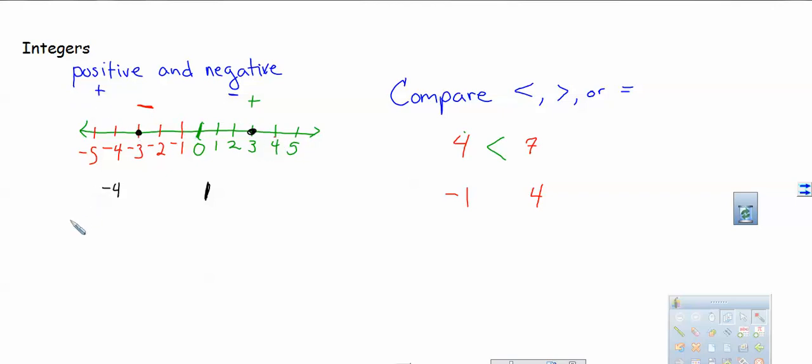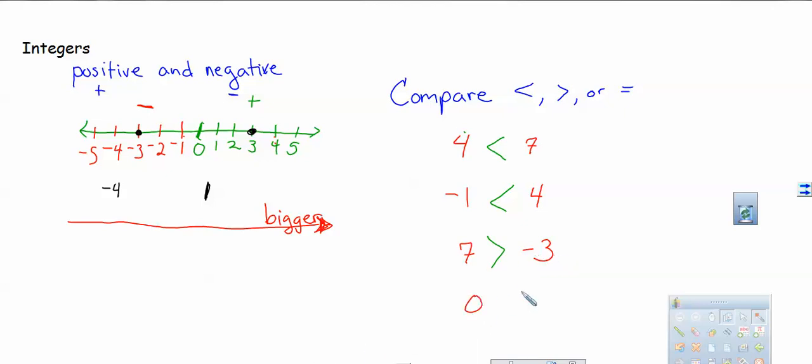When you go on this number line from left to right, the numbers are getting bigger. So the numbers going to the right are bigger. So if you go to the right, you're bigger. So 4 is bigger than -1. So 4 has to have the open part of the inequality. If I have 7 and -3, well, 7 is over here. It's to the right. 7 is bigger. So my inequality would go like this: 7 is greater than -3.